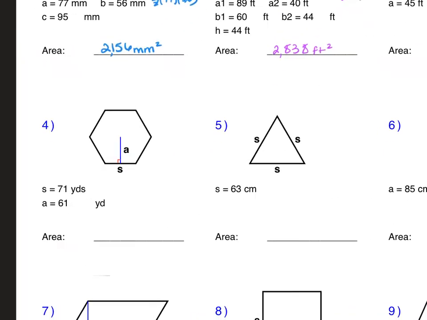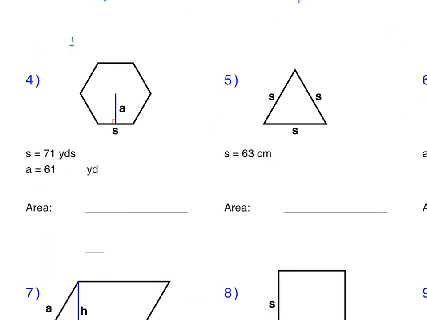Okay, number 4, we're now going back to the polygon. So 1/2 A N S. 1, 2, 3, 4, 5, 6 sides. They actually give me the apothem, 61. And the length of each side is 71. So I could just do 1/2 times 61 times 6 times 71. So 0.5 times 61 times 6 times 71. I get 12,993, and it would be yards squared.